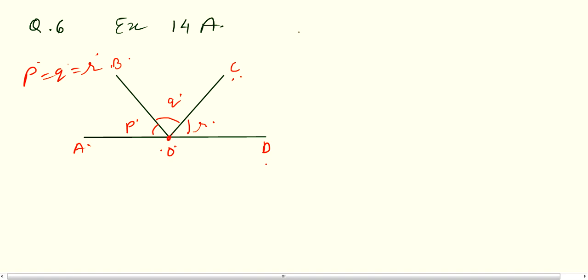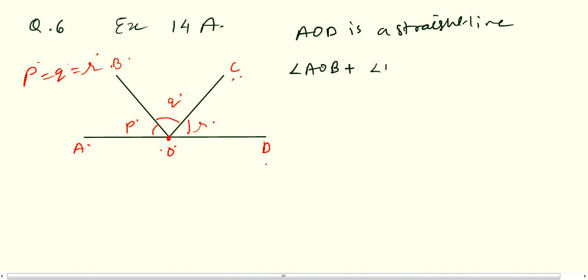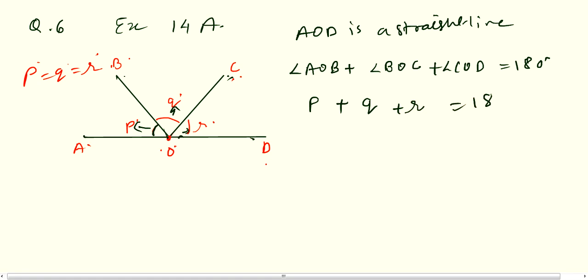It's very easy, and in almost all questions of this type, you have to apply the same concept. So AOD is a straight line, and you are having a straight angle at O. So angle AOB plus angle BOC plus angle COD will be equal to 180 degree. Now angle AOB, this angle is P, so we substitute P, plus BOC, this angle is Q, so we write Q. Then COD, this angle is R, so we write R, equals 180 degree.